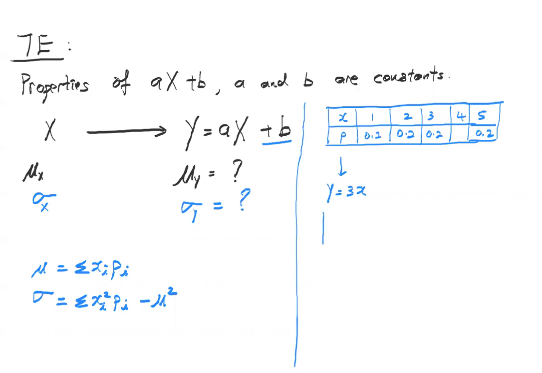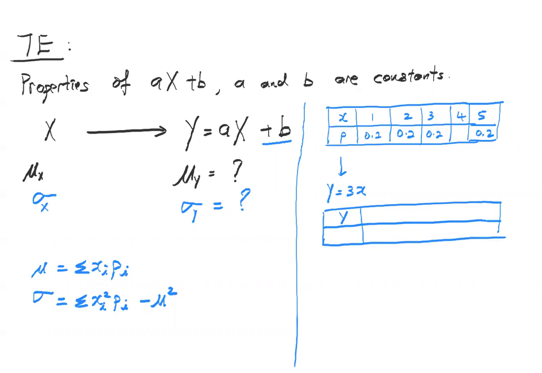Okay, so now you build another table. The probability will remain the same. So this is my Y. So probability of Y is still the same, okay? So when X is 1, Y is 3. When X is 2, Y is 6, then 9, then 12, and 5 will be 15. So the probability still remains the same.